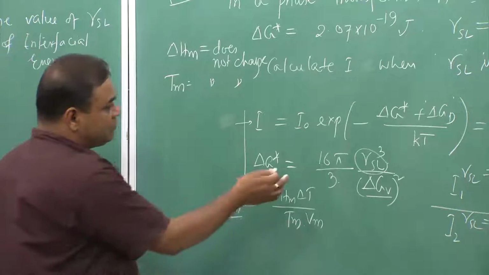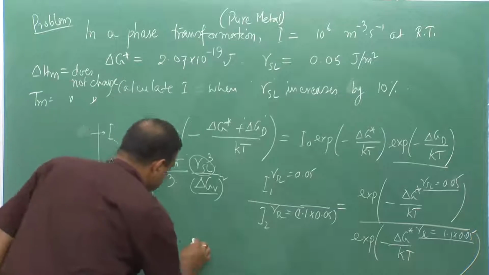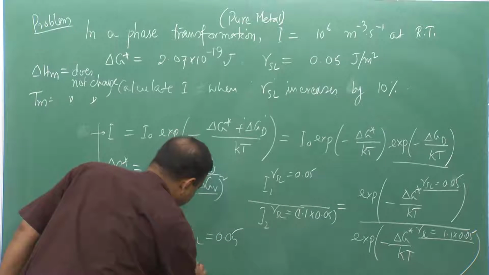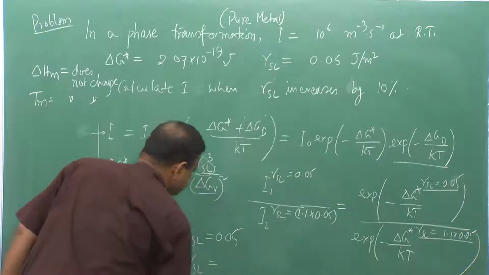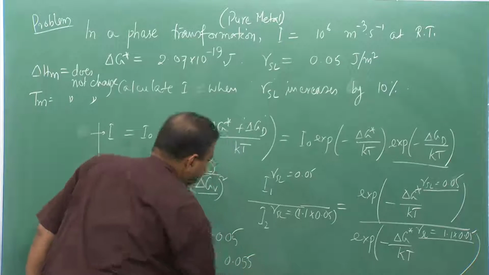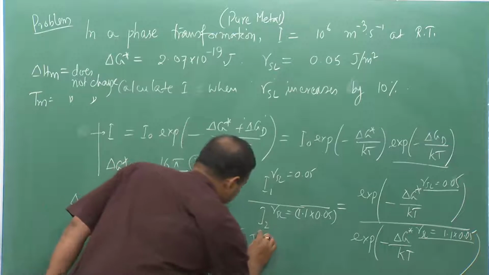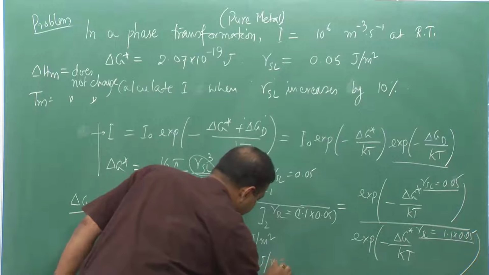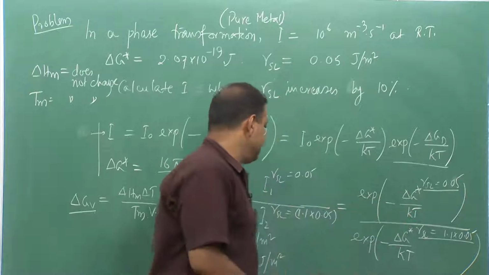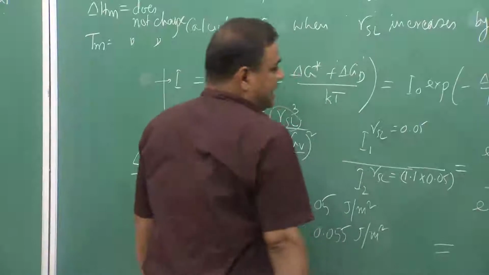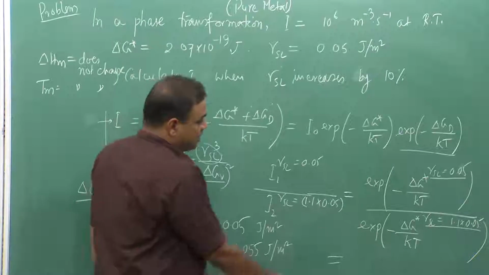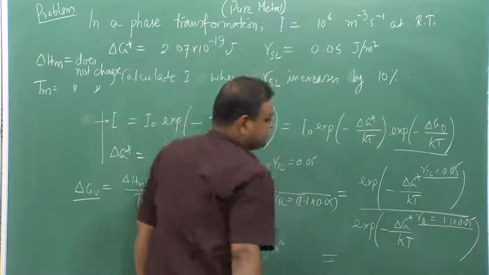Now, we can calculate what could be the value of gamma SL. Gamma SL is equal to 0.05, and when gamma SL increases by 10%, it would be 0.055 joule per meter square. Now, from that, with a little juggling, you can get to the value of I 2, because this part is the same in both cases.